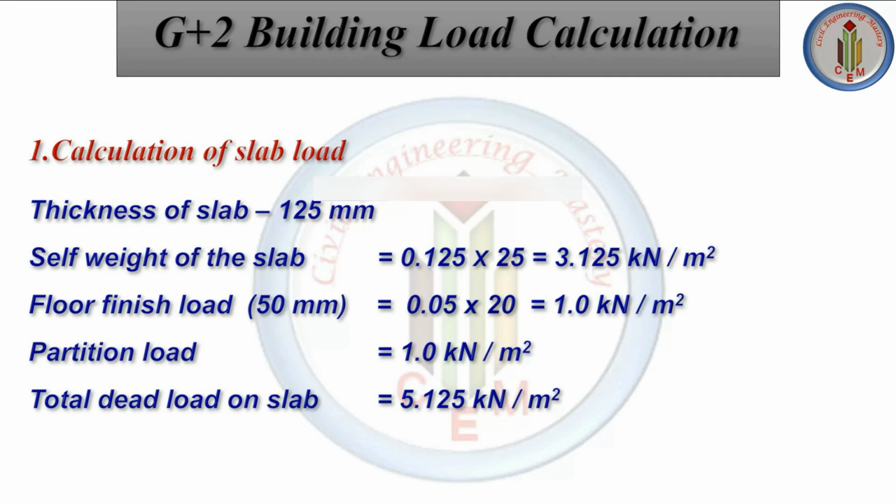So apart from this, we need to apply the cantilever slab load. As I told you in the beginning, there are 3 feet cantilevers, so that we need to apply on the beams. For that we have to calculate the load. We need to take the dead load on slab, which is 5.125 kilonewton per meter square, plus 2 kilonewton per meter square live load. So totally 7.125 kilonewton per meter square. That is the total load which is coming on the slab.